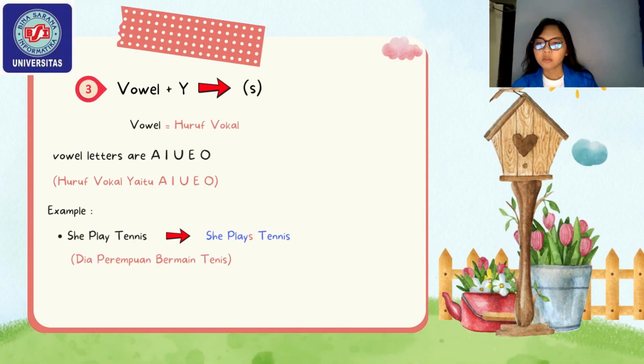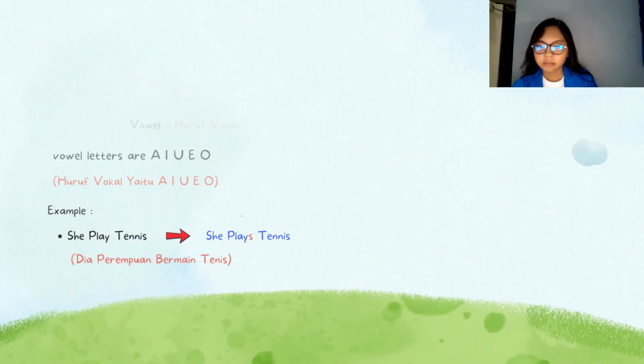Number 3, vowel plus y, s must be added. Vowel letters are A, I, U, E, O. For example, she play tennis. Then it becomes she plays tennis.